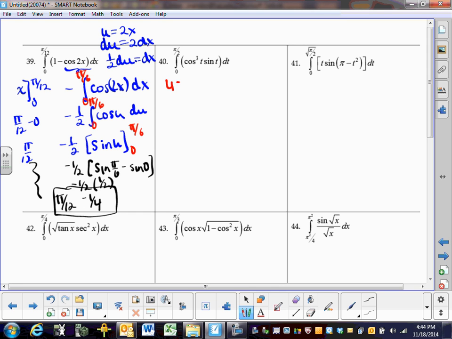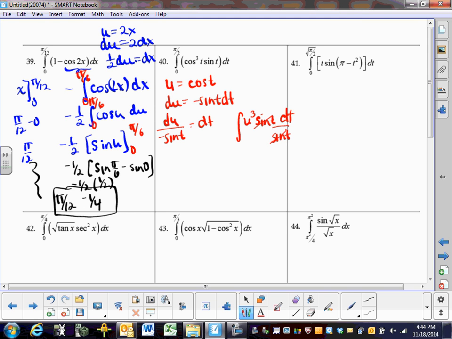For 40, my u is cosine of t. My du is negative sine of t dt. So du over negative sine t equals dt. So I have u cubed sine t dt over sine t to antiderive.